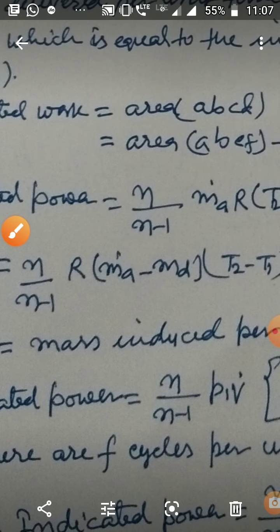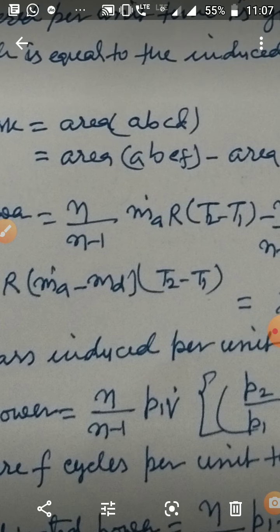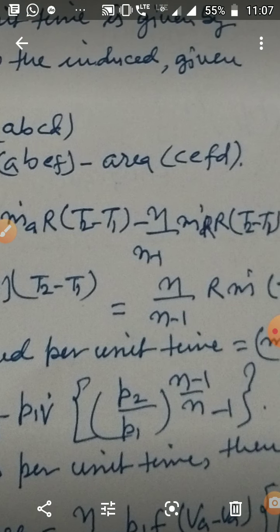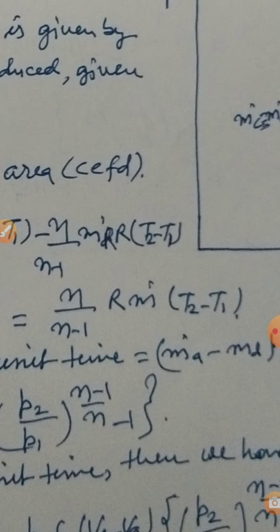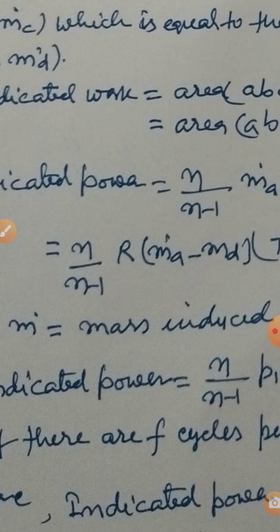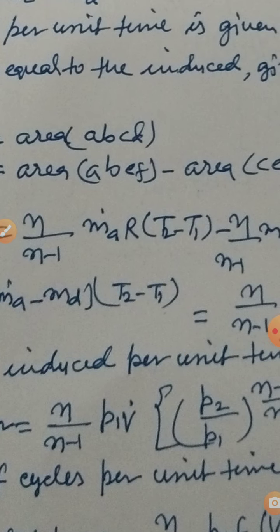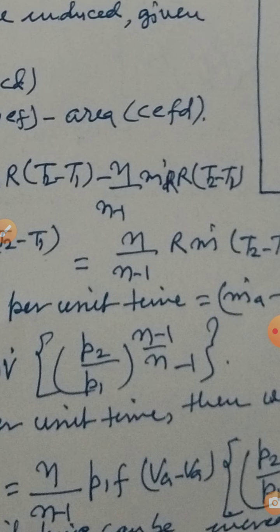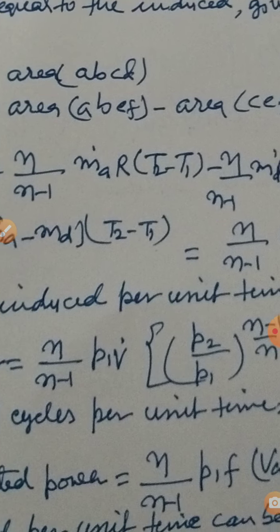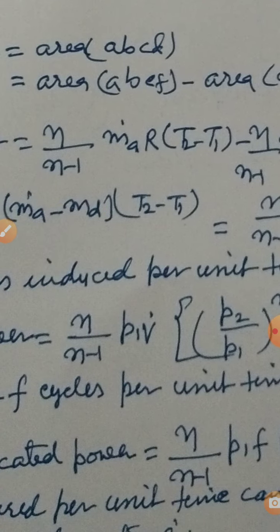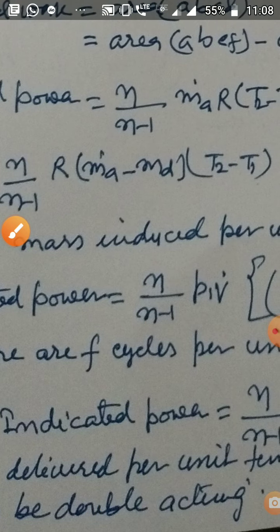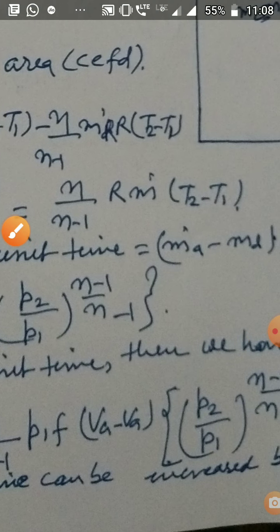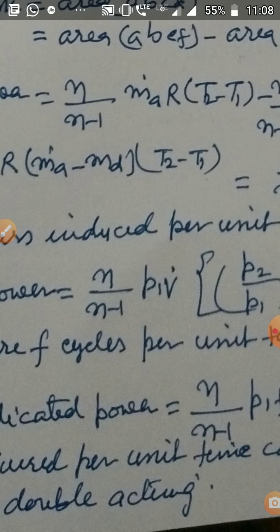So the indicated power for this case is written as equal to n by n minus 1 m dot_a R (T2 minus T1) minus n by n minus 1 m dot_d R (T2 minus T1), which is equal to n by n minus 1 R (m dot_a minus m dot_d)(T2 minus T1), and which is equal to n by n minus 1 R m dot (T2 minus T1). So here the m dot is the mass induced per unit time, which is equal to m dot_a minus m dot_d.